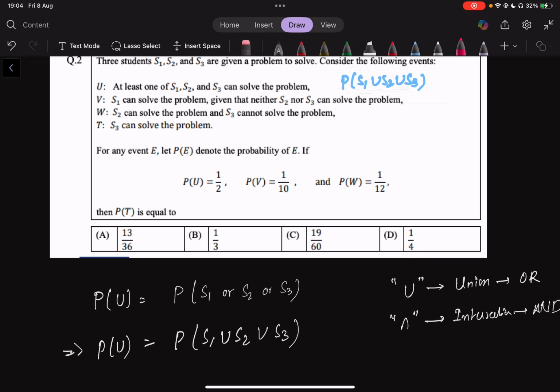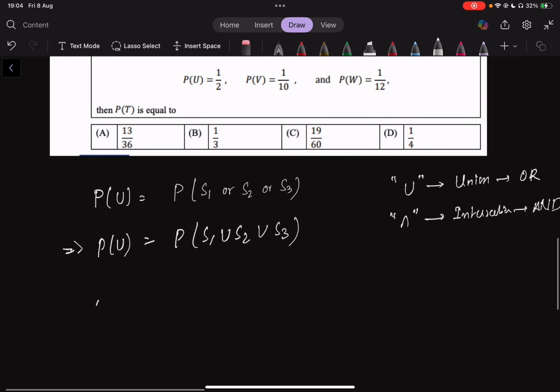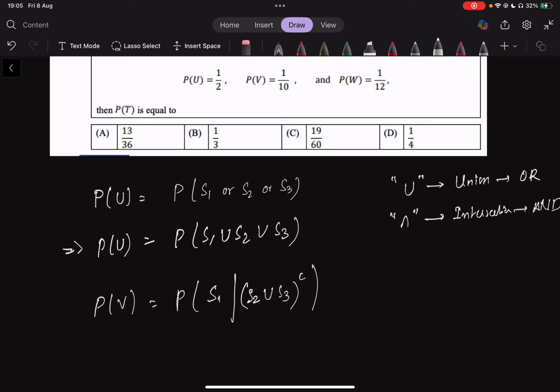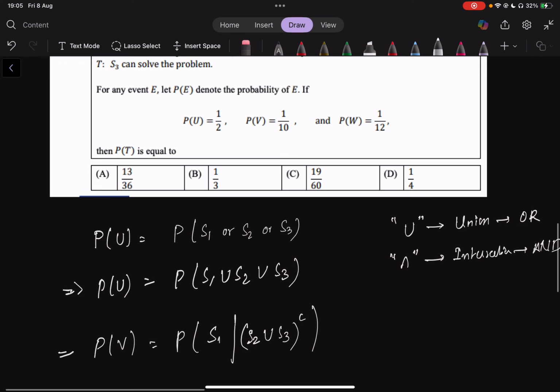In the same way, if you see the second event, S1 can solve the problem. That means the probability that S1 can solve the problem, given that neither S2 nor S3 can solve the problem. So that means S1 given (S2 union S3) whole complement. Basically S2 is not solving and S3 is not solving. So the probability of event V is the probability of S1 given (S2 union S3) whole complement.